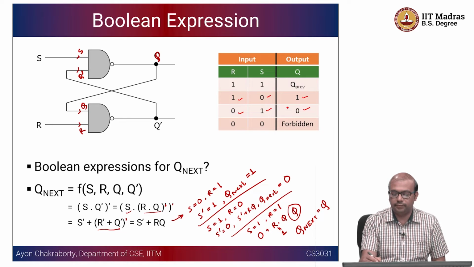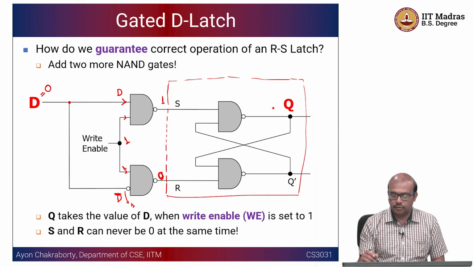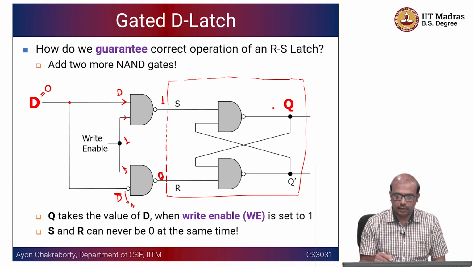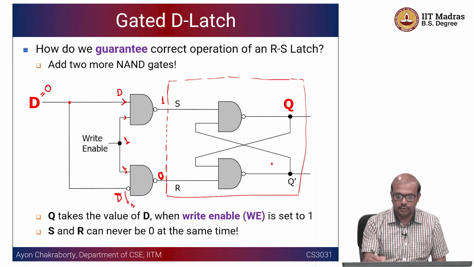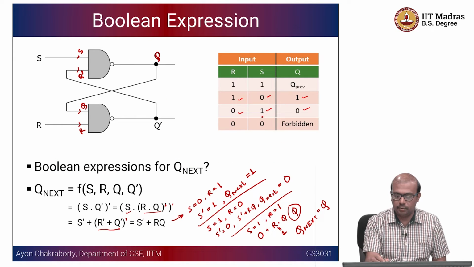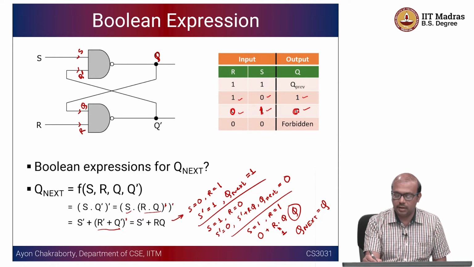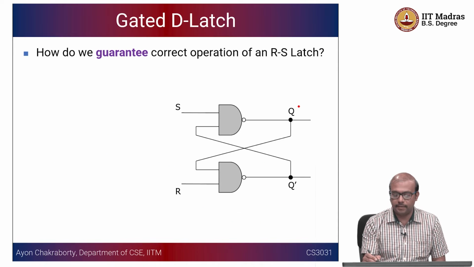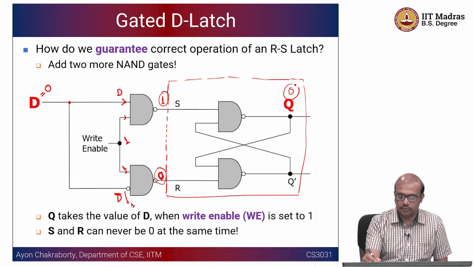So in this particular case, S equal to 1, R equal to 0. You can see again, S equal to 1, R equal to 0, so 0 is going to be the output. In this particular case, Q is equal to 0.